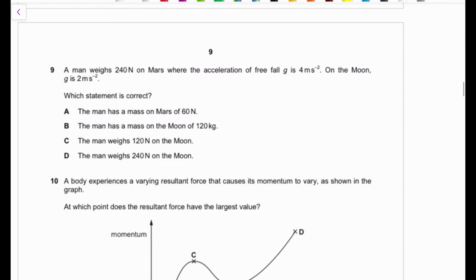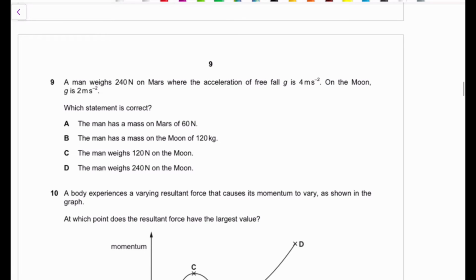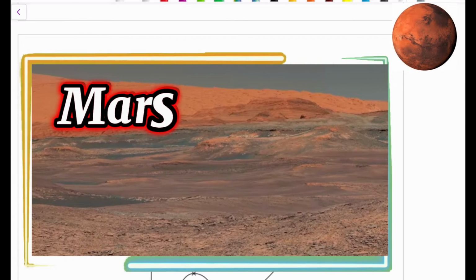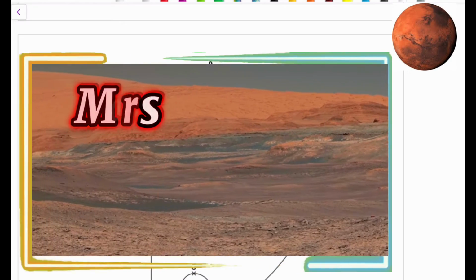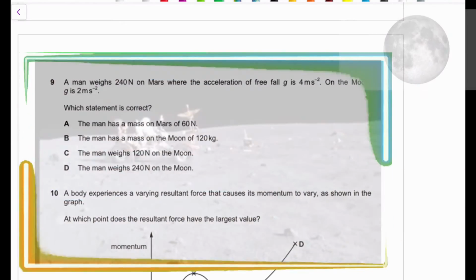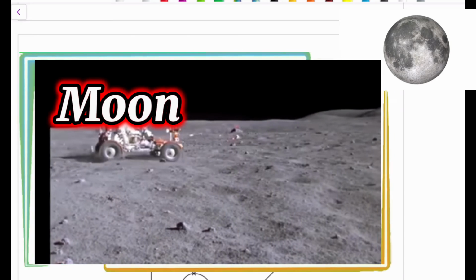Okay, move on to question number 9. We're given a man who weighs 240 newtons on Mars, where the acceleration of free fall is 4 meters per second squared, and on the moon, g is 2 meters per second squared. Which statement is correct? Okay, so let's just write what we know, right? We've gone to Mars, and the acceleration of free fall is 4 meters per second squared, and we've gone to the moon, and the acceleration is going to be 2 meters per second squared.